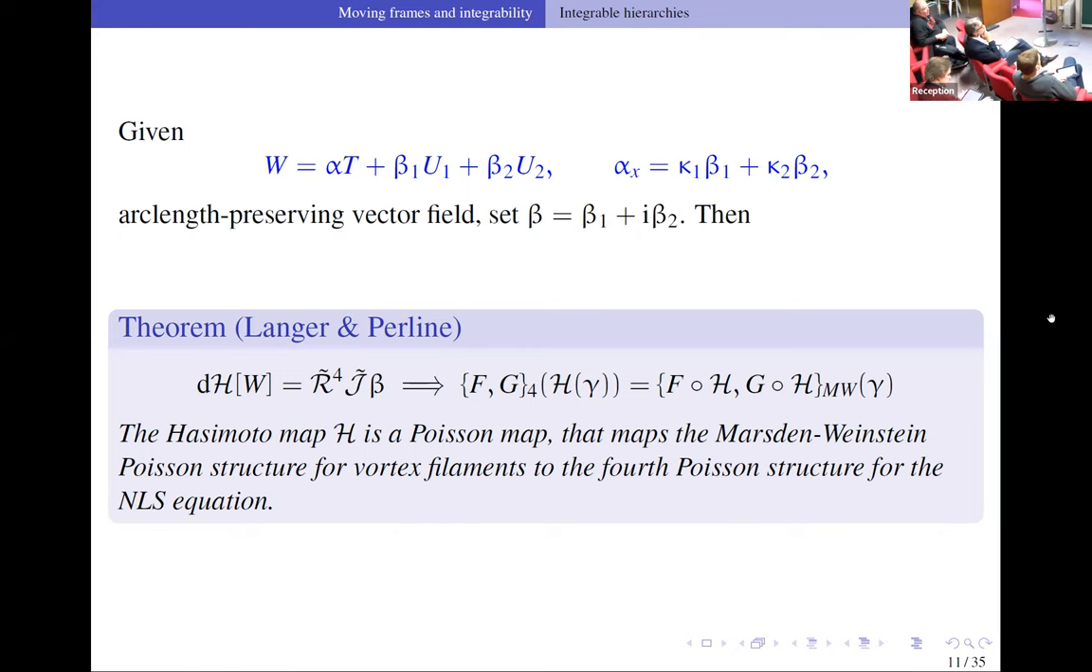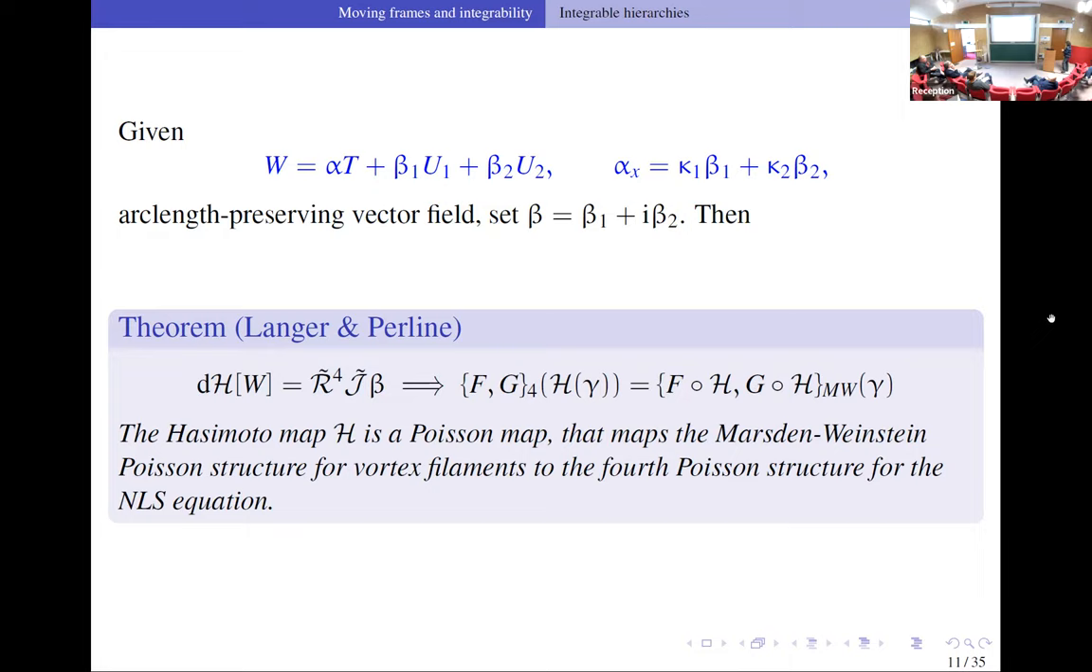But under this condition, the theorem says that this map actually takes the classic Marsden-Weinstein Poisson structure for fluid flows to the fourth Poisson structure for the NLS. So it really preserves Poisson structure with the shift. And so the Hasimoto map is actually very nice, it sends a Poisson system to another Poisson system. It doesn't kill integrability. So in that sense, it's legitimate to talk about the VFE as integrable, because the evolution of its invariant is integrable. So integrability is not broken by this correspondence, it's maintained.